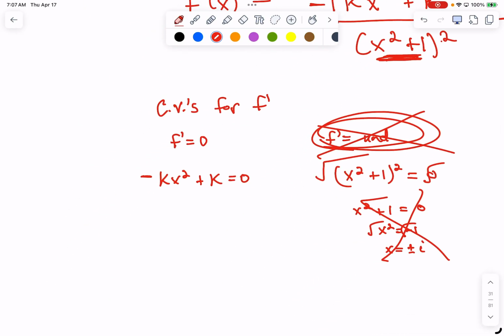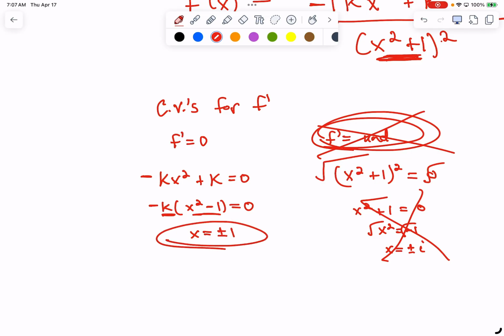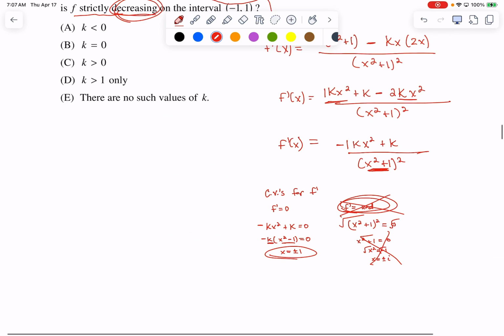This will have zeros. I'd factor out a negative k, so you end up with x squared minus 1. The k is just a constant, so that doesn't give you anything, but you get critical values of plus or minus 1. So the k is the constant. That doesn't even matter.